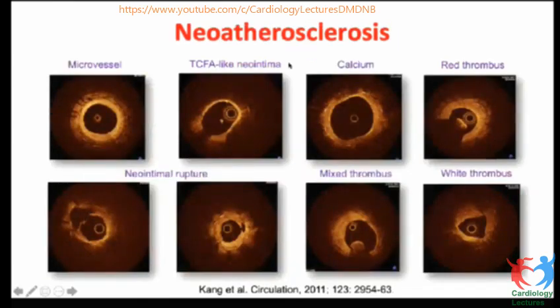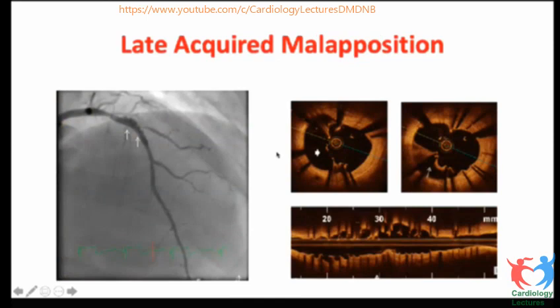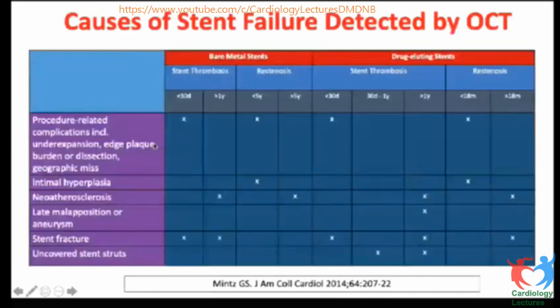And finally, what is neoatherosclerosis? Neoatherosclerosis is nothing but development of atherosclerotic changes in the neointima. Here, you see this is fibroatheroma, this is calcium inside, this is your red thrombus, this is your white thrombus, this is your mixed thrombus, and this is your plaque rupture. All this can occur inside the neointima, and that is called neoatherosclerosis. And this is an important parameter we already explained: late acquired malposition. It is nothing but a vessel wall receding away from the stent struts, usually producing the cauliflower or irregular appearance on your angiography.